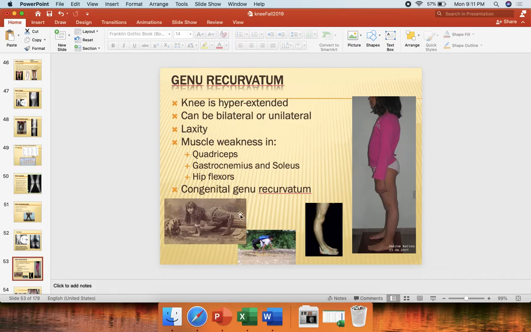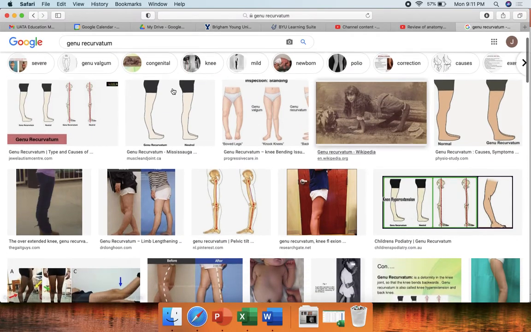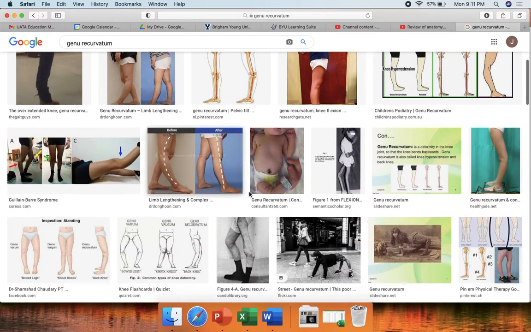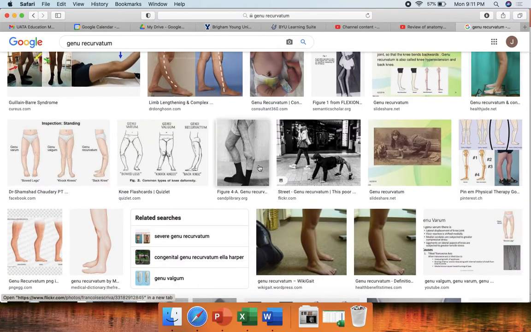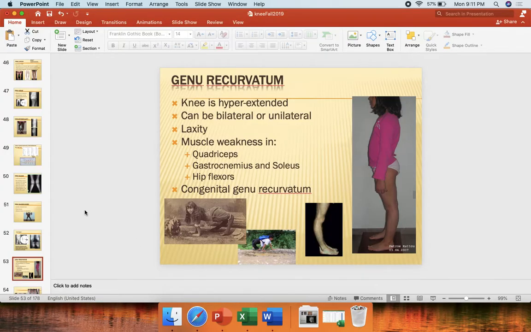A quick Google search, these images are really interesting. I had to stare at them for a while to figure out what's going on. In fact, a quick Google search of some Genu Recurvatum pulled up some really interesting things. You can see this infant and that Genu Recurvatum. There was another image, this one here. I don't know what happened here. Maybe it was a fracture or something. Oh yeah, femoral fracture in children, which contributed to a Genu Recurvatum. So anyway, a quick Google search pulled up some interesting images of this Genu Recurvatum. Anyway, we'll keep going.